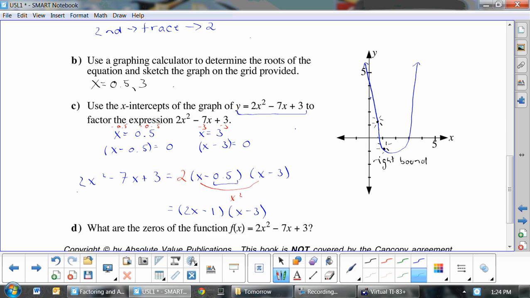No, you don't have to put the 2 into the second one, because when you multiply these together, that 2 distributes across anyways. Yep.